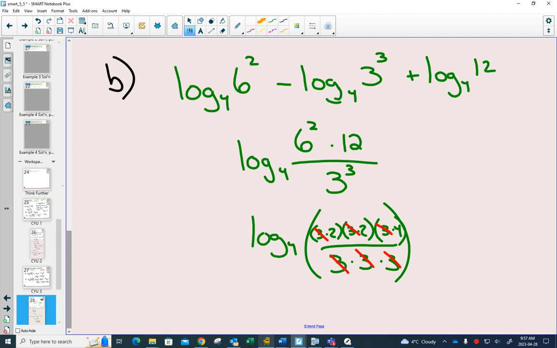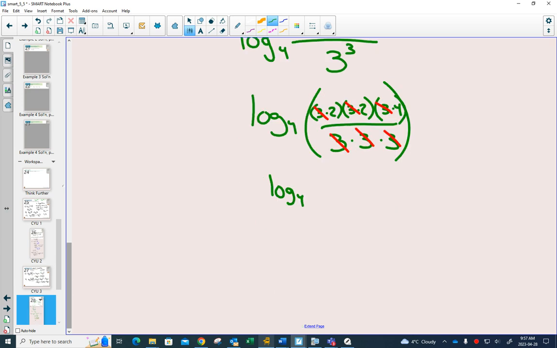What am I left with? I'm left with log base 4 of 2 times 2 times 4, 16. This one definitely you can do in your head. Log solves for exponents. 4 to what exponent is 16? The answer is 2. So circle question number 13.